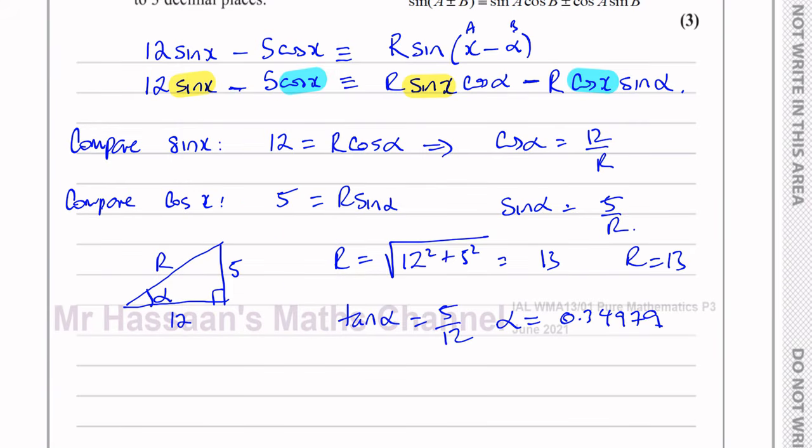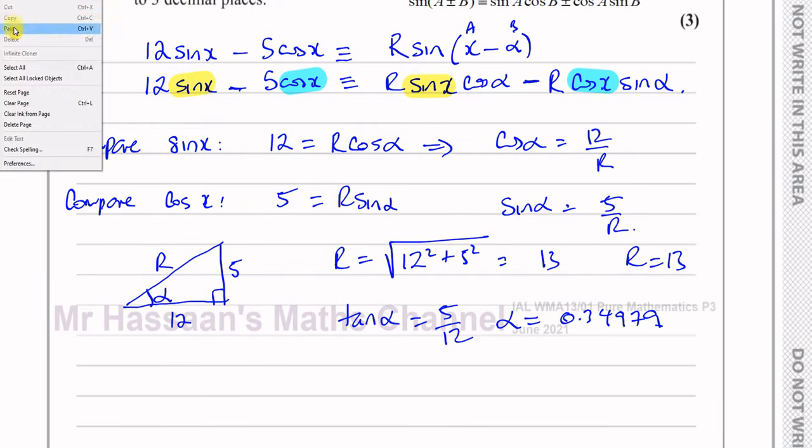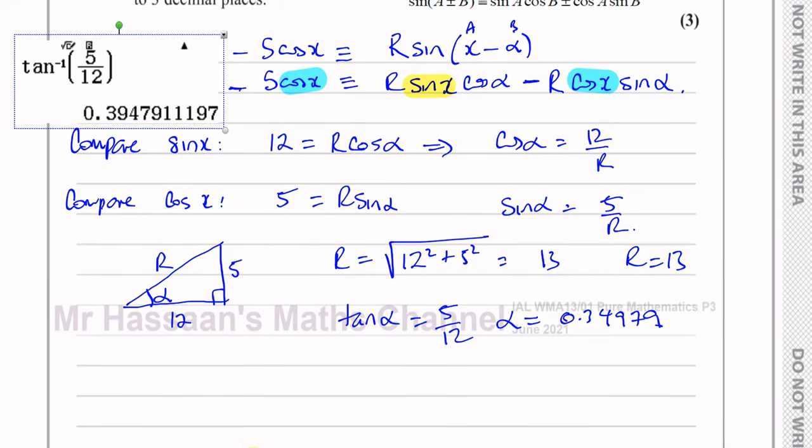What I'm going to do here is capture the screen and paste it. Normally you have that calculator next to you. When I switch from the calculator to the page, the calculator disappears, so that's why sometimes I don't write it down correctly. So alpha is equal to, I've got it here now, 0.39479. It goes on, I don't have to write all of it. Okay, thank you very much.